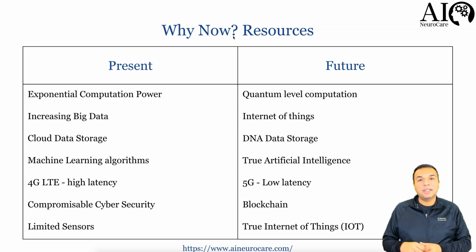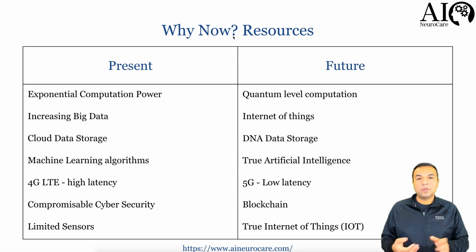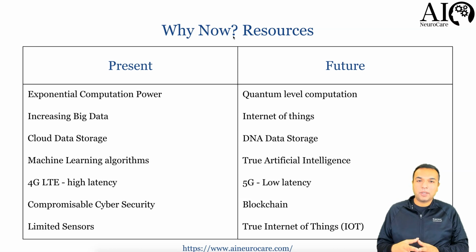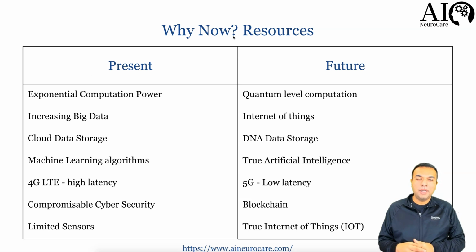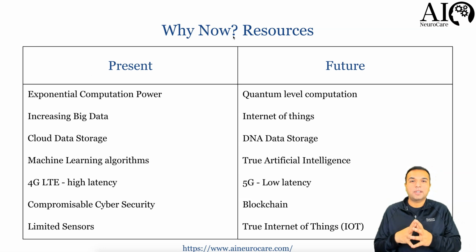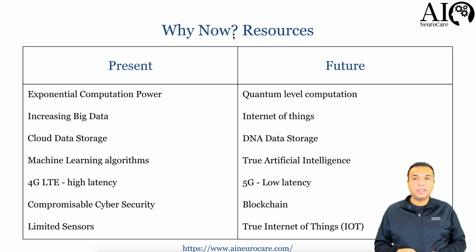Right now, our connectivity is limited with 4G LTE. In the future, we're talking about 5G, whose crucial benefit would be low latency. Today we're talking about compromisable cybersecurity. Tomorrow, it will be blockchain, tokenization, authentication methods. We now work in a system approach of very limited sensors, and we're going to soon see that the Internet of Things is going to bring a lot more sensors, all the way from in-home to hospital rooms. And we're going to see the explosion of that technology as well.